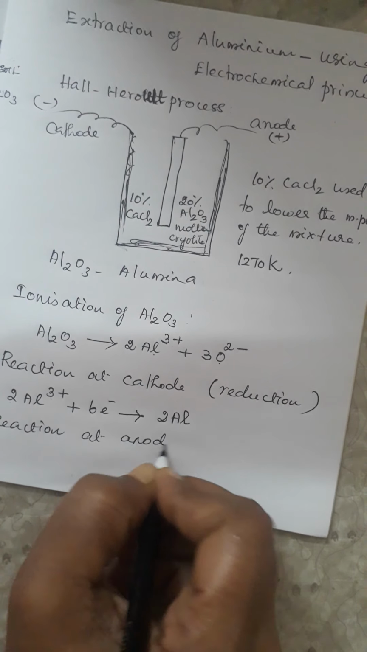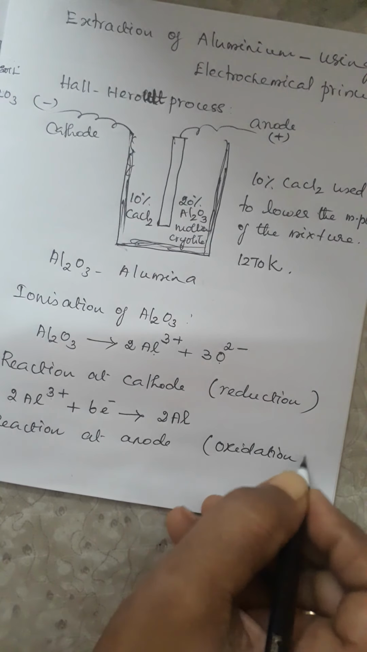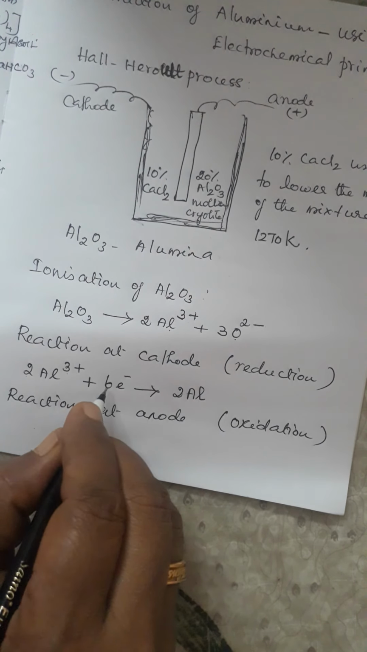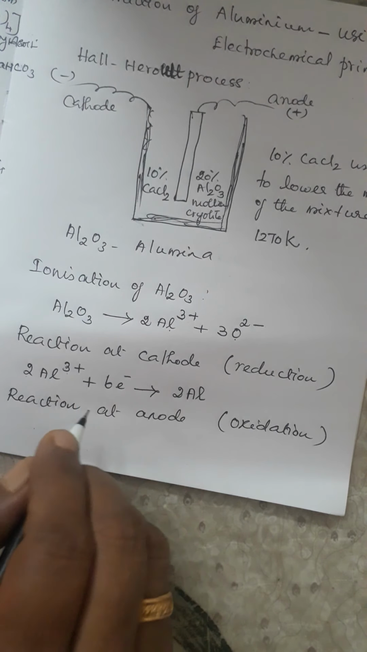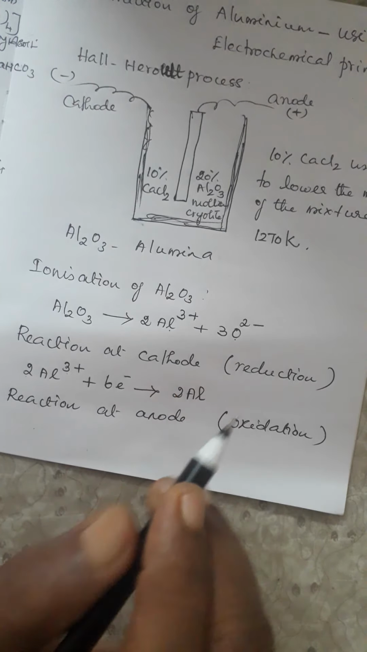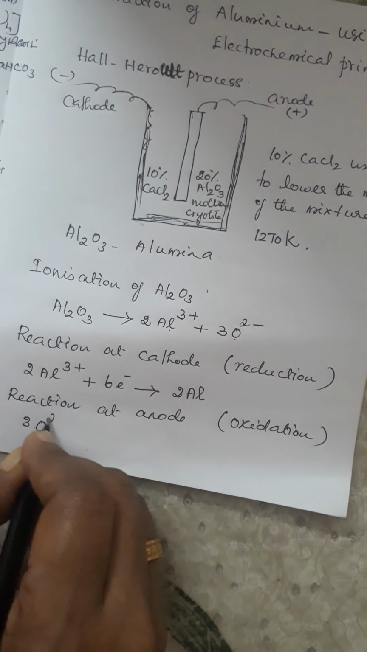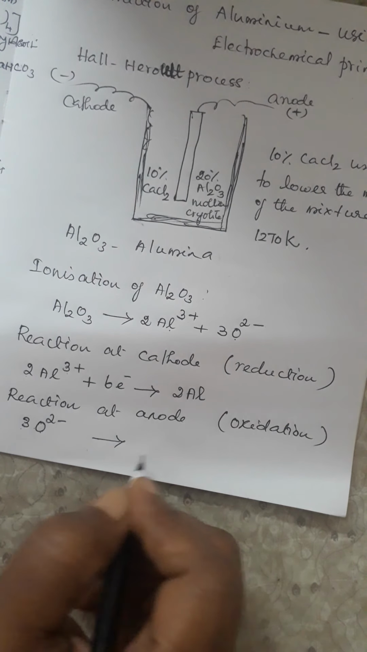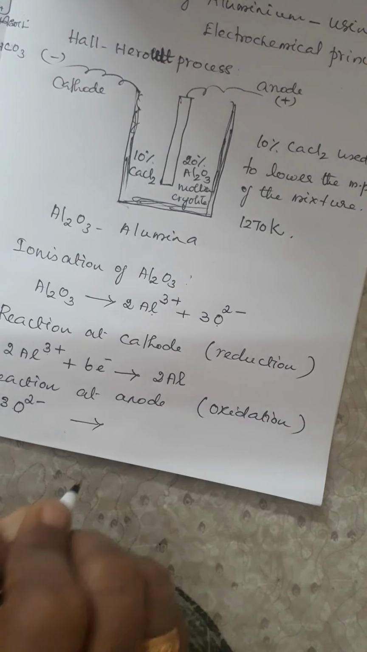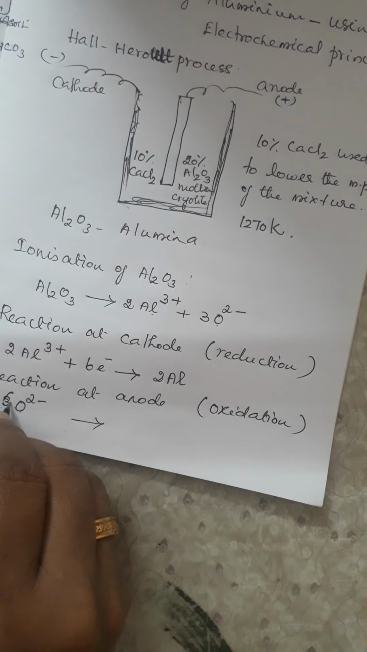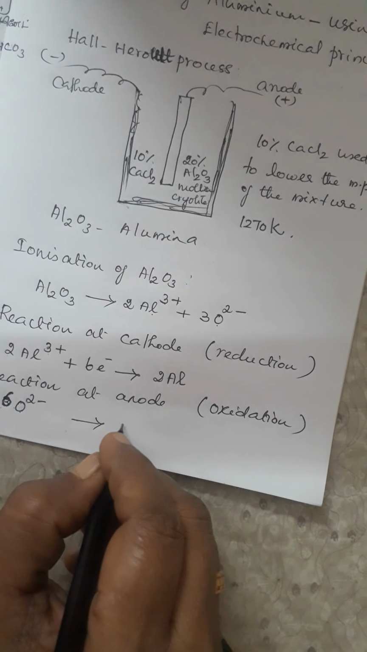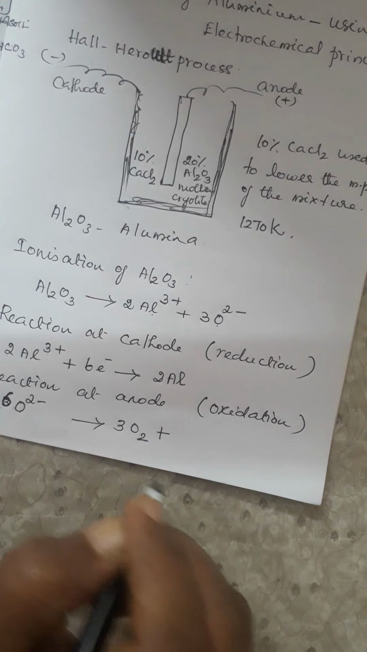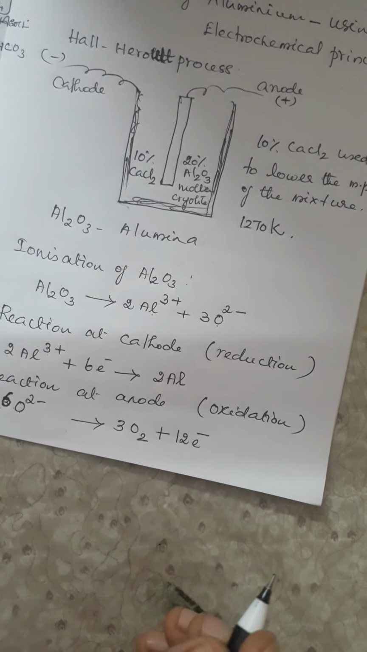Okay, and reaction at anode. At anode oxidation takes place. Therefore here this oxygen is taken. Here 6 electrons are used, and we are taking this 3O2-, means only 3 oxygen, that is 1.5 oxygen molecule will be obtained. Therefore we can take this as 6 oxygen. Therefore, here 6 oxygen means 3 oxygen molecule. Along with this, electrons are released. Therefore, 12 electrons are released.